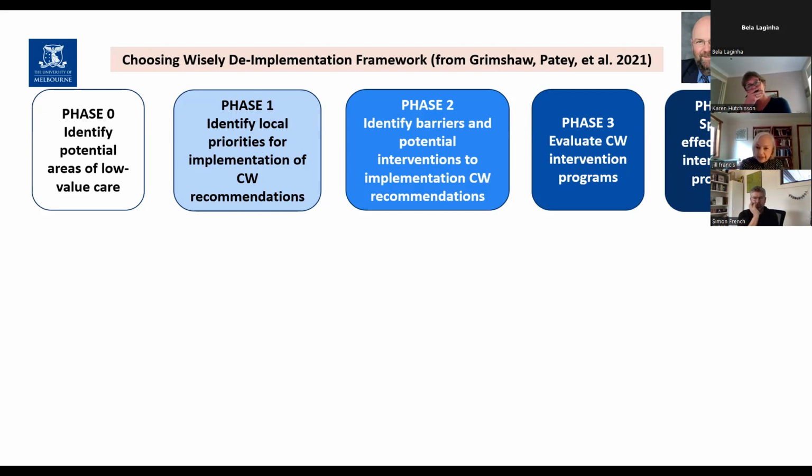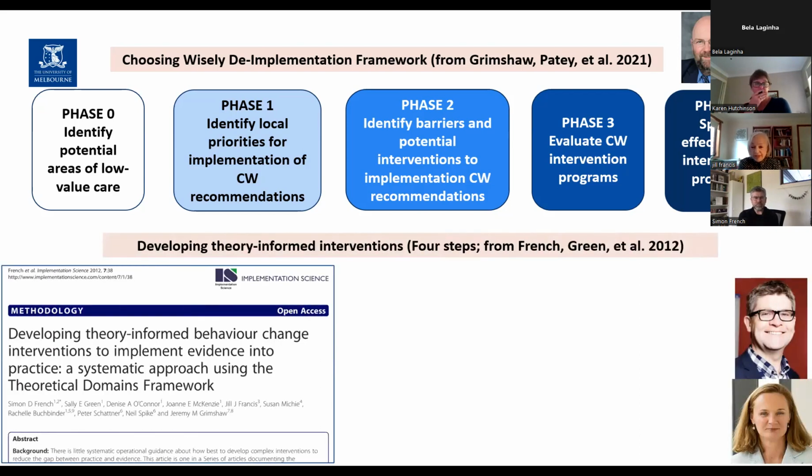It's explicitly based on Simon French's 2012 framework that I'm just showing you now. Simon French, our very own Simon French, or should I say your own Simon French, and Sally Green, a very top implementation researcher at Monash. And back in 2012, Simon led this work on developing theory-informed behaviour change interventions to implement evidence into practice. And this is an example of maybe the more bottom-up approach, where you start with the point of care and hopefully you meet the top-down approaches in the middle by complementing the work that's already been done.